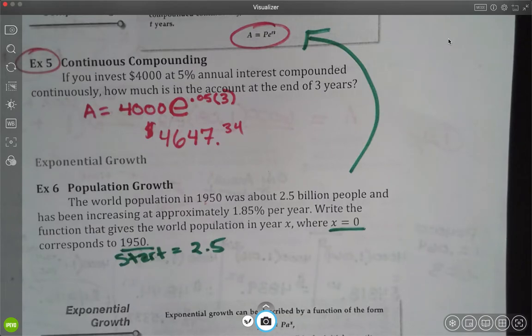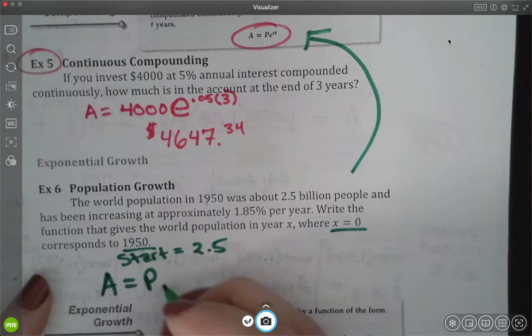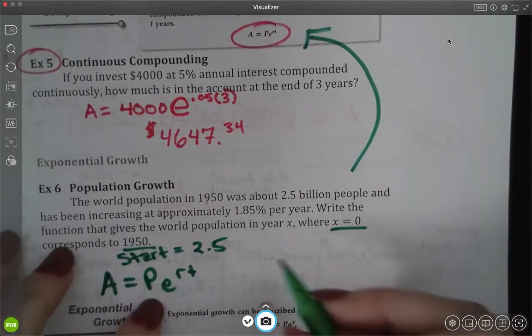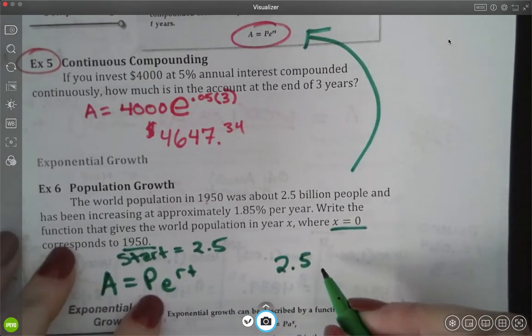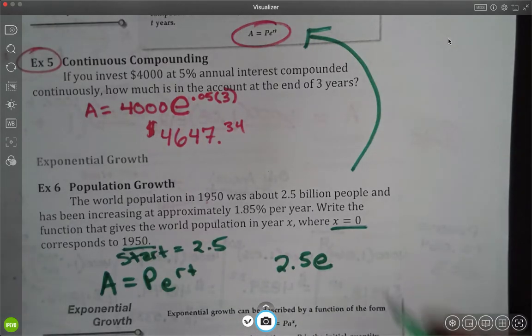So we need stuff to plop into A equals P E to the RT power. 2.5. Okay, so where does 2.5 go? P, it's like your principal. It's like what you're putting in, right? So 2.5 is your P. E stays E. E is just a number, right? What is E equivalent to? Do you remember? Don't look. 2.718 approximately, something like that, right? 2.7, okay?